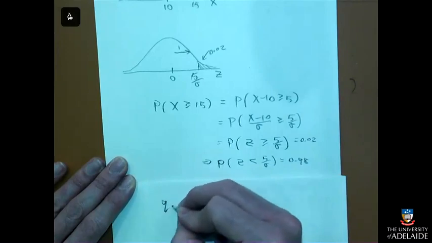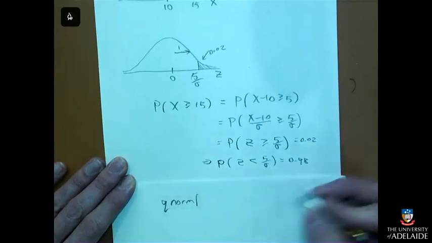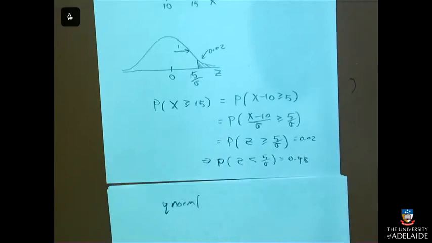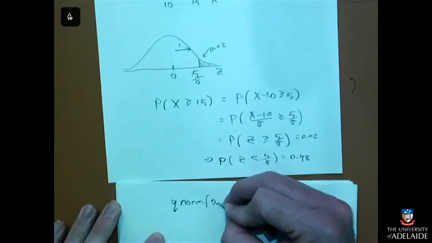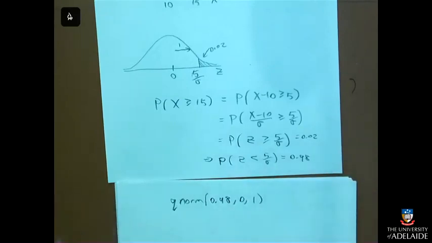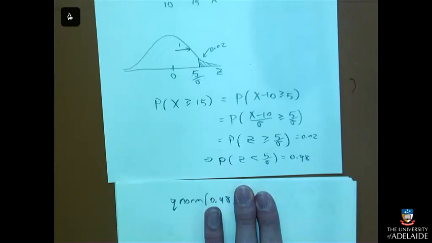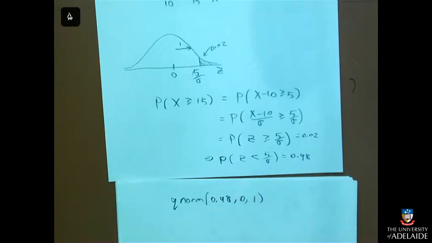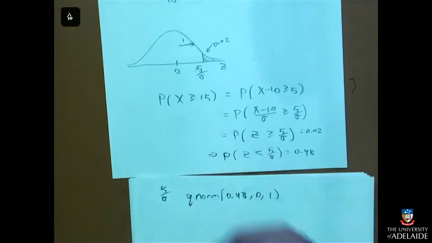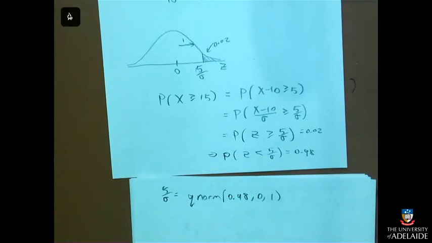And so I can do q-norm of 0.98, a mean of 0 and standard deviation of 1. I believe if you leave off the 0 and 1, R assumes that it is 0, 1 if you don't put them in. So you can just do that. All right, and that's what the 5 on sigma will be. I wish I knew that one off the top of my head.